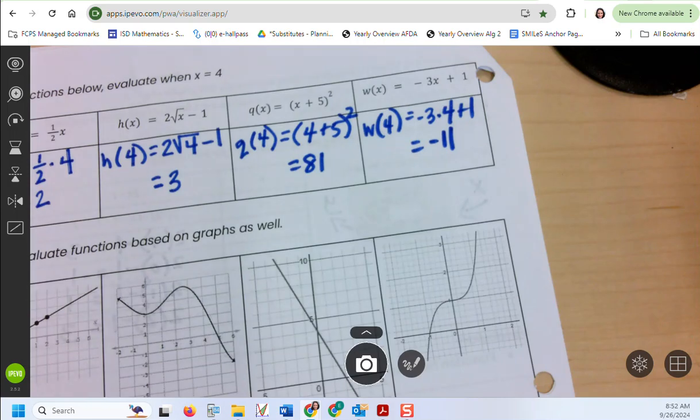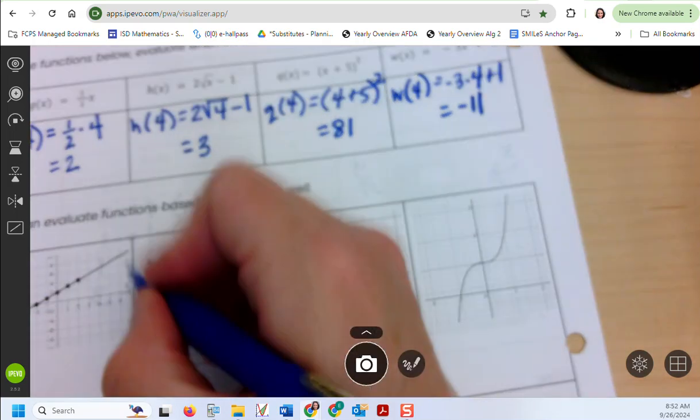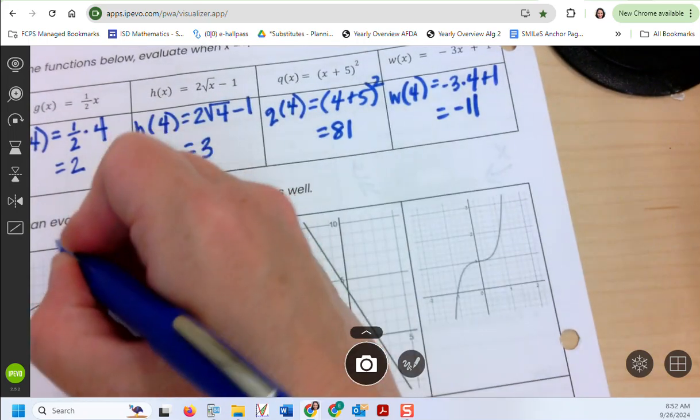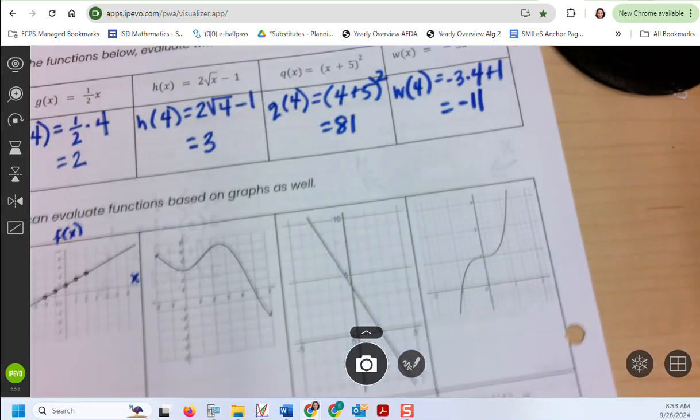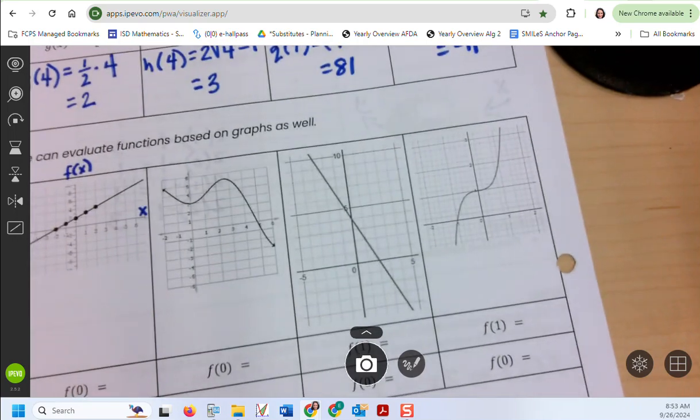Okay. All right, so this is the part that might seem a little bit more new, evaluating functions based on the graph. Remember that f of x is replacing y? So this is still our x-axis, but this is now our f of x axis, okay? Because f of x is just another way of saying y.